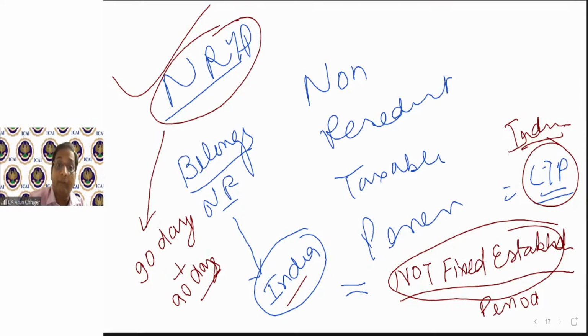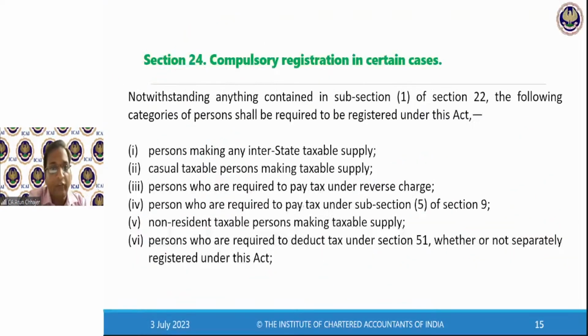एक बार section 24 में वापस आते हैं. In the section 24 we have discussed that person making interstate taxable supply, we have already discussed. Casual taxable person we have discussed, and now we have discussed non-resident taxable person. आगे बढ़े. आपका कोई भी क्वेश्चन है आप पैरेलली पूछते रहना.